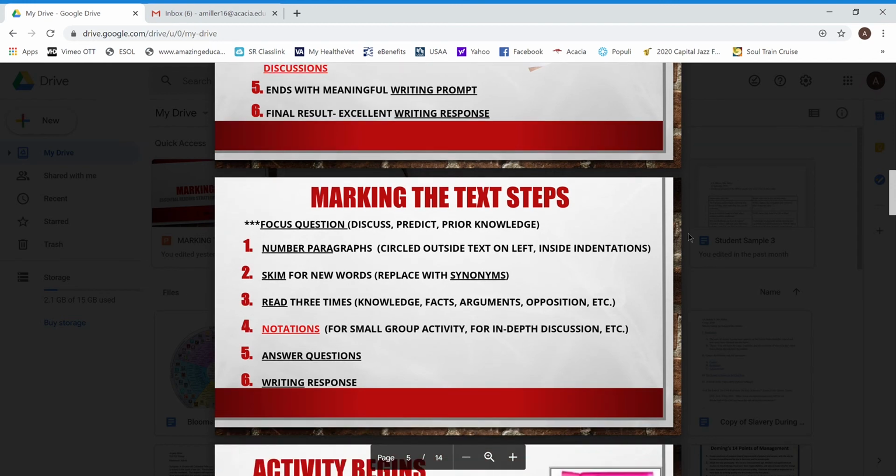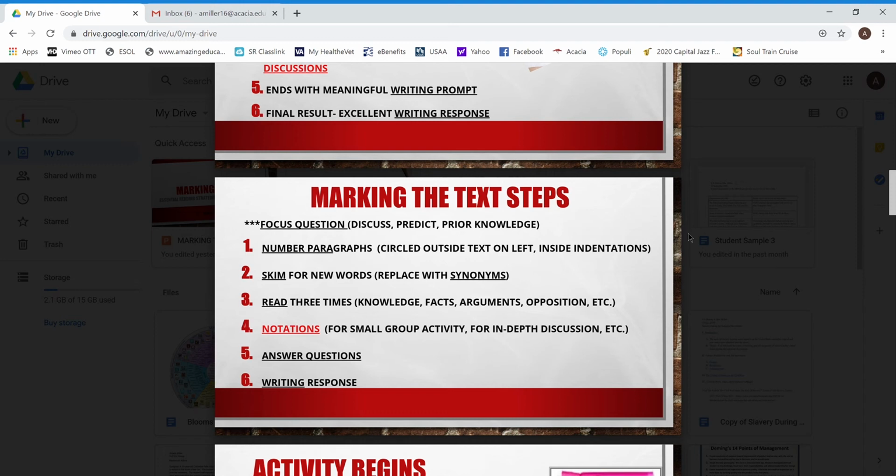So now let's review real quick. We have a focus question. You can use this with students for discussions to predict or to establish prior knowledge. You number your paragraphs. You always circle them outside the text on the left, any place that there's an indentation or there's a break in text. You skim for new words and you replace those words with synonyms or phrases that students are unfamiliar with, and they get to pick them.